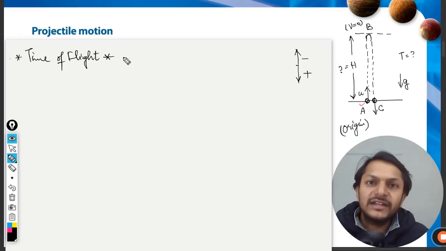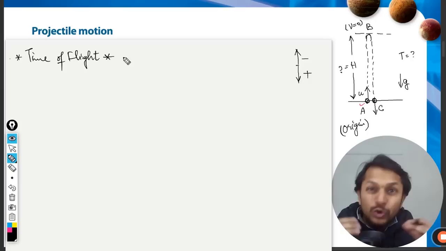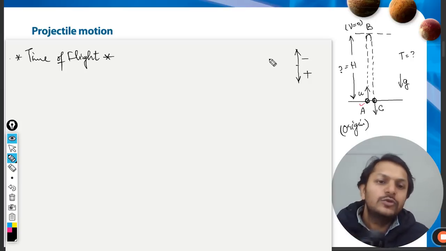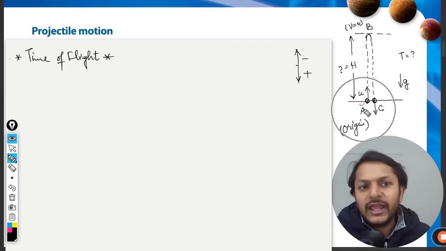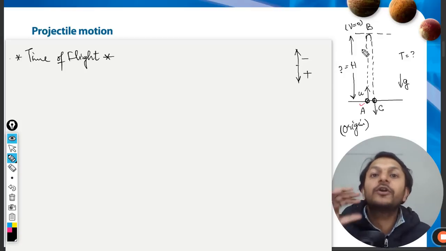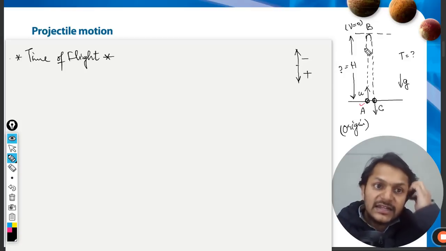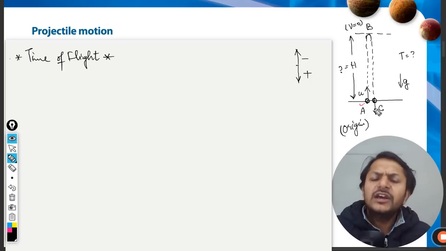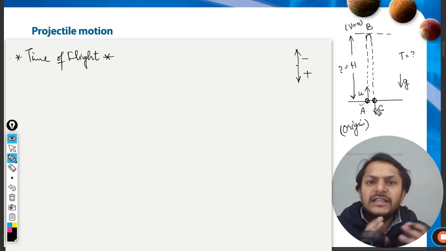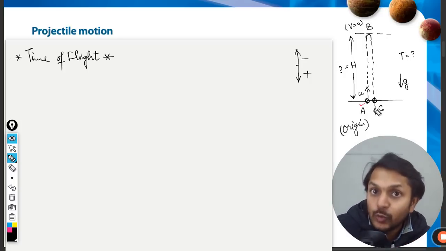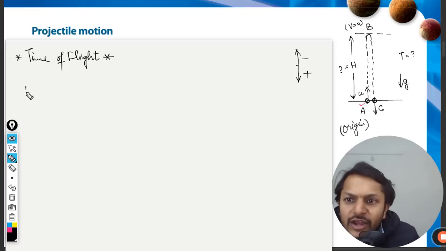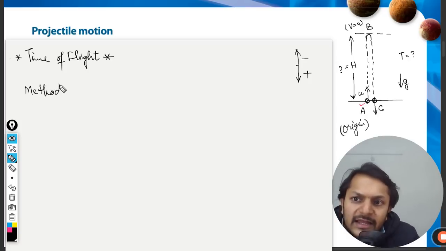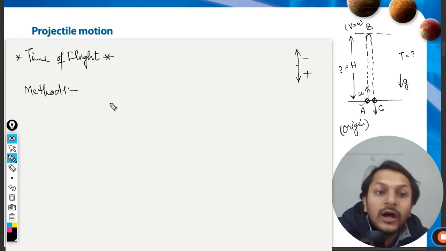So, the first method is the one usually used by students. They first concentrate on A to B and find the time for half of the journey. Then they say that the time taken from B to C will be the same, and that is why they multiply it with 2. Let us try to do this, and I'm just calling it method number 1.